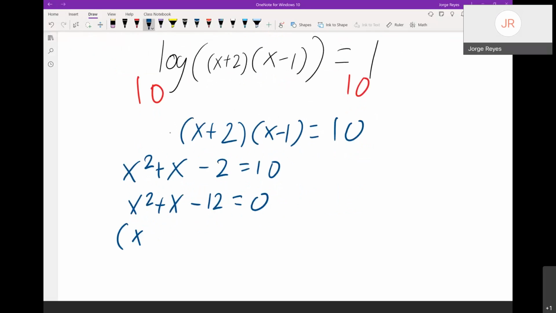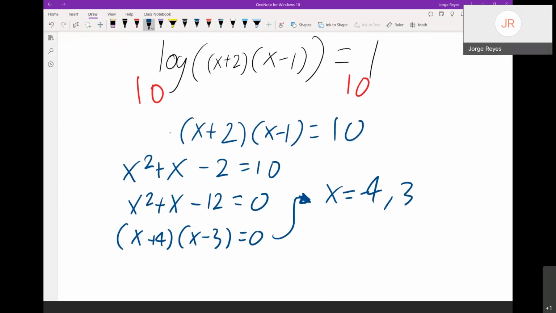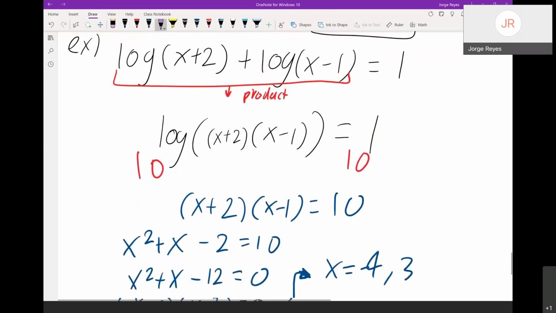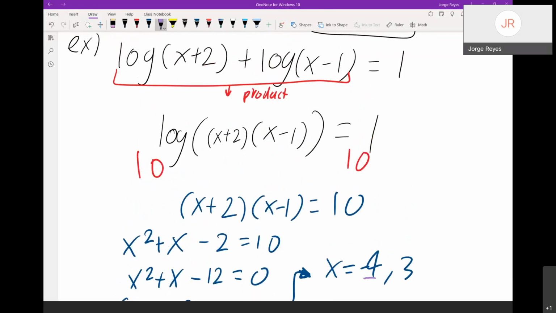And now you refactor this thing, and you get your answers, okay? So the answers are -4 and 3. But wait, again, but wait. Before you box them, are these in the domain? Okay, you check 3. 3 minus 1, that's okay. 3 plus 2, that's also fine. So this works.